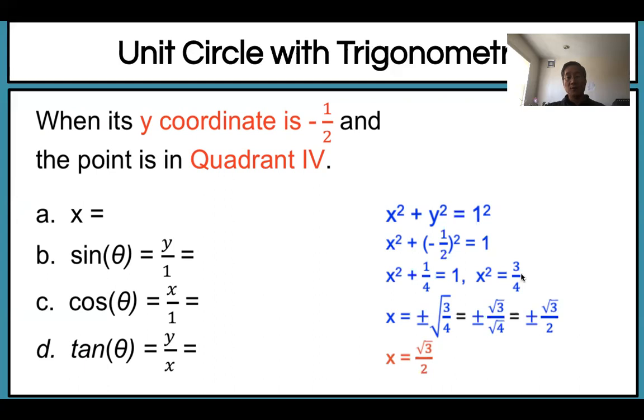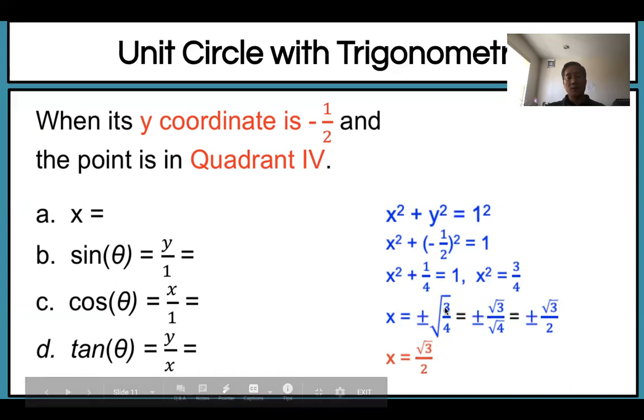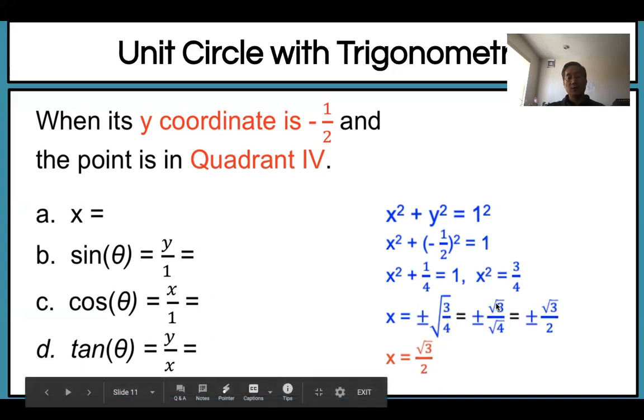But when you do the square root from x squared, how many solutions? 2 solutions, plus or minus. The plus or minus square root of 3 over 4 becomes x. And if you have one square root with a fraction inside, you can separate it into the 2 square roots in the numerator, denominator. And square root of 4 becomes 2. So x is plus or minus square root of 3 over 2.